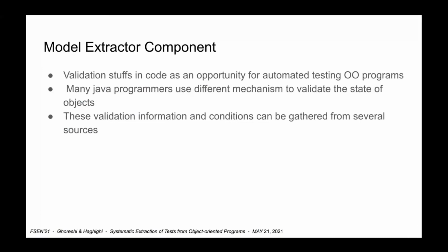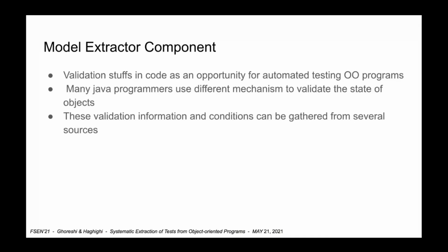Nowadays, many Java programmers, as mentioned, use different mechanisms to validate the state of objects, like domain objects, entity objects, boundary objects, or service methods. This mechanism helps developers validate the state and behavior of a class as normal Java logical expressions. This validation information and condition can be gathered from several sources in the Java programming language. The model extractor component tries to extract this information.